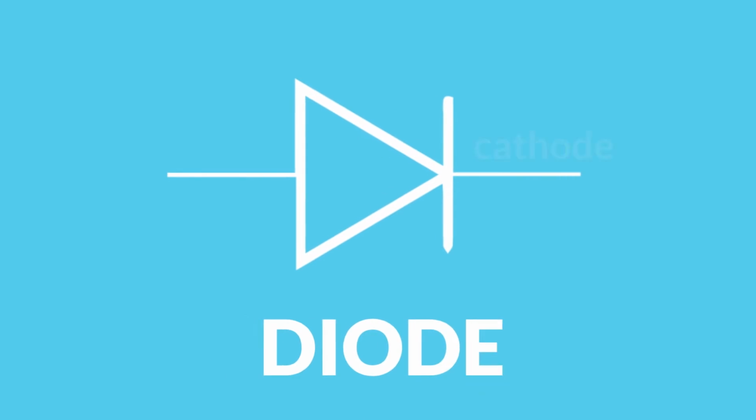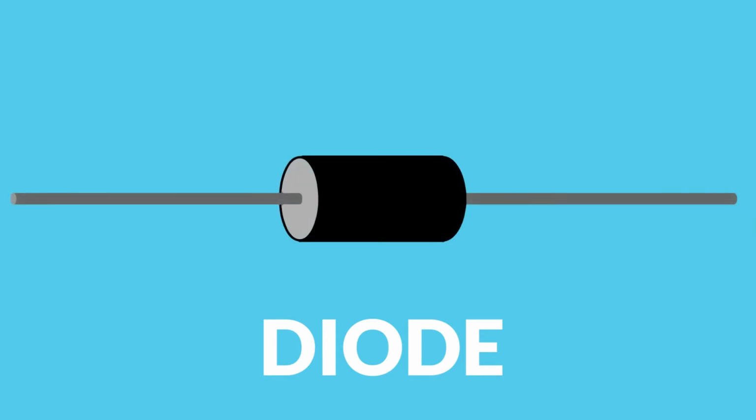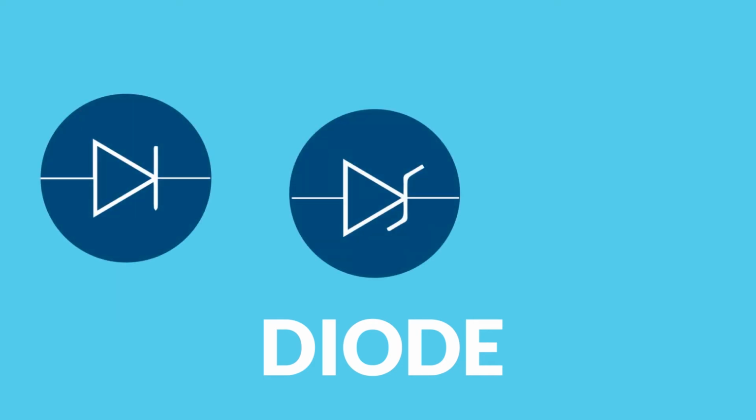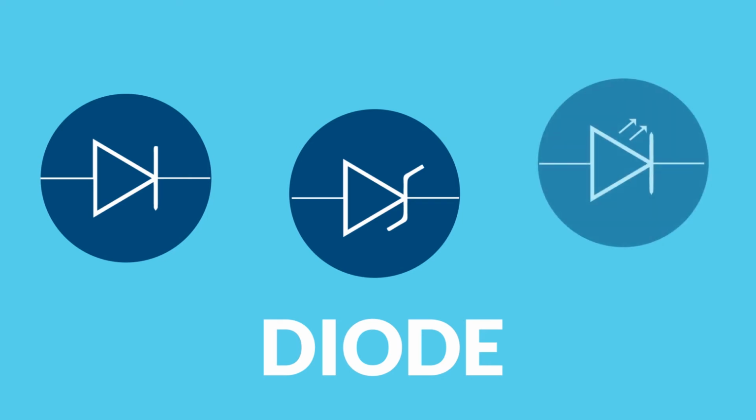This is the symbol of a diode. This is the cathode or negative terminal, and this is the anode or positive terminal. A diode is made from a p-n junction encased in resin, with a mark added at the cathode. There are a lot of kinds of diode, but this time we're going to learn some of them: rectifier diode, Zener diode, and LED.